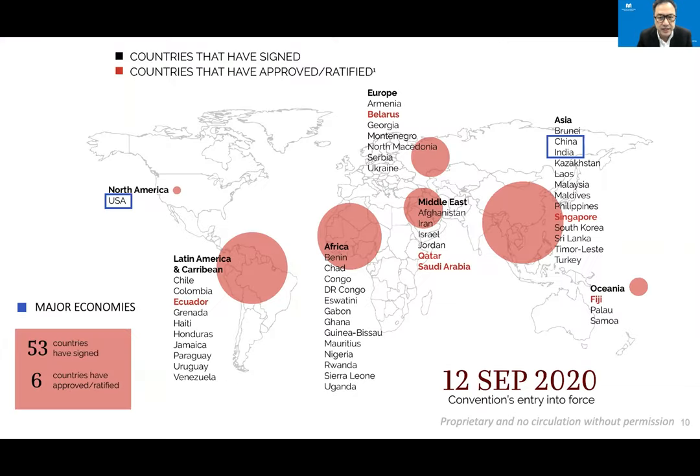Next chart, you will see the countries involved here. 53 countries have signed so far and 6 have ratified. The convention came into force last year on 12th of September, and a majority of the countries here are based in Asia, with the large circle, as you can see there. And the major economies like the USA, China, India have all signed up to the convention, although they have not ratified. But over time, we expect more and more countries to ratify. Next chart.